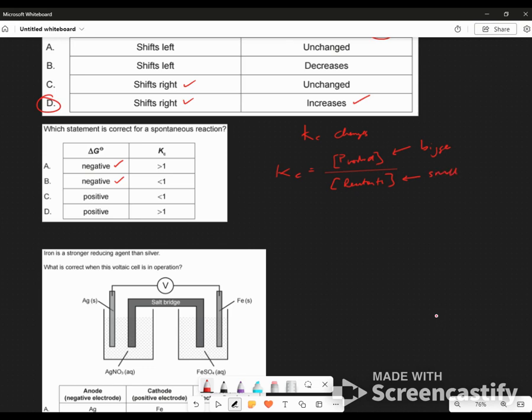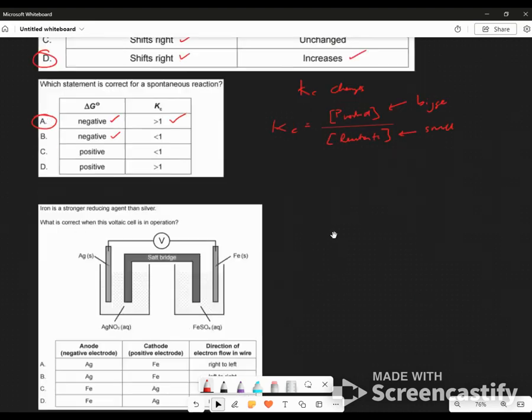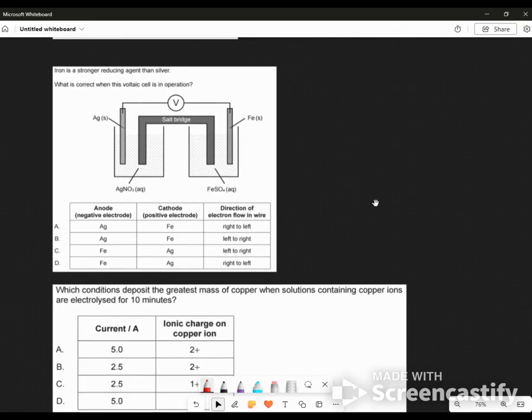So if that's the case, Kc is greater than 1, isn't it? So Kc is greater than 1. So there you go. Now see, that shouldn't be confusing.